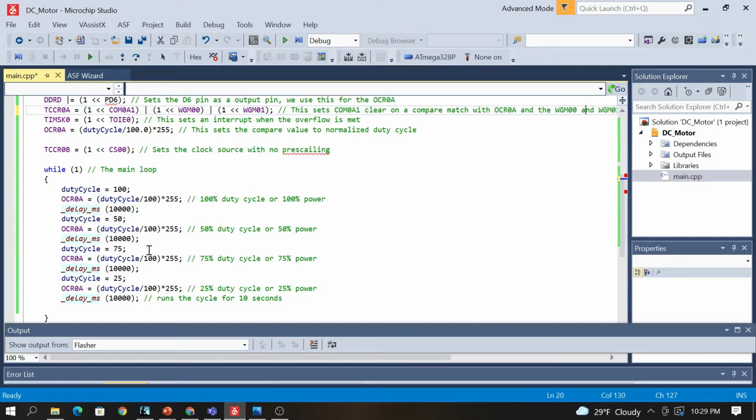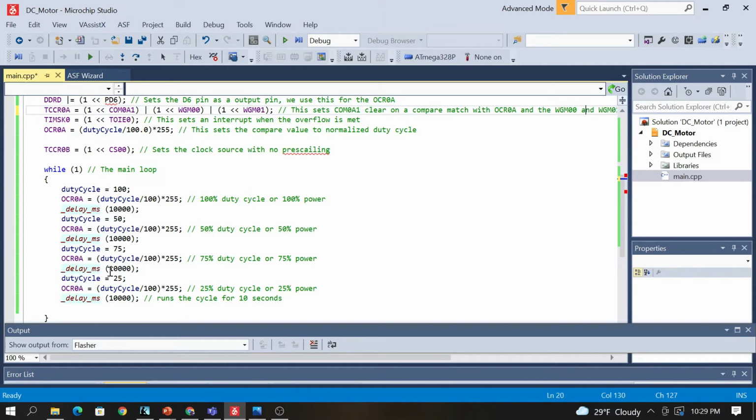We set the duty cycle to 75. So we take that and we put it into the OCR0A register. We take the duty cycle of 75, divide it by 100. So what do we get? If we multiply that by 255, we get right around 75% of the duty cycle, or 75% power. Math is beautiful when you know how to use it.